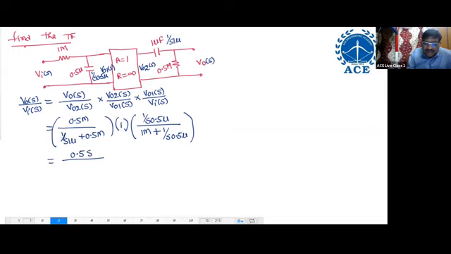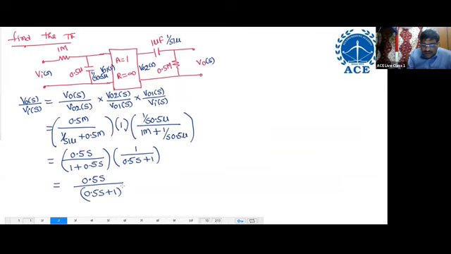Then here also 0.5 S, here 1 was, so 1 plus 0.5 S into, here also what I will get, this cancel. That means 1 by, here mega micro cancelled. So that means 0.5 S plus 1. So what is the answer we are getting? 0.5 S by, so 0.5 S plus 1 whole square.